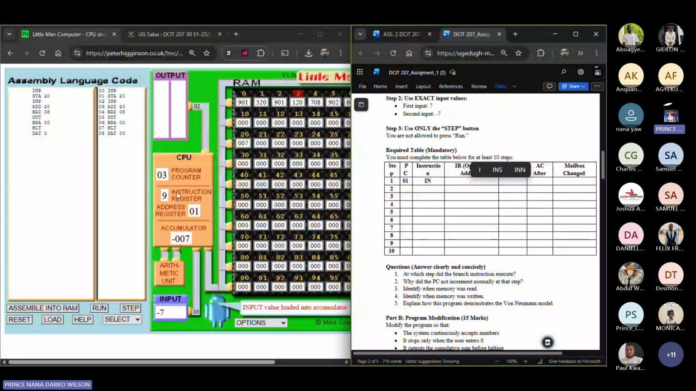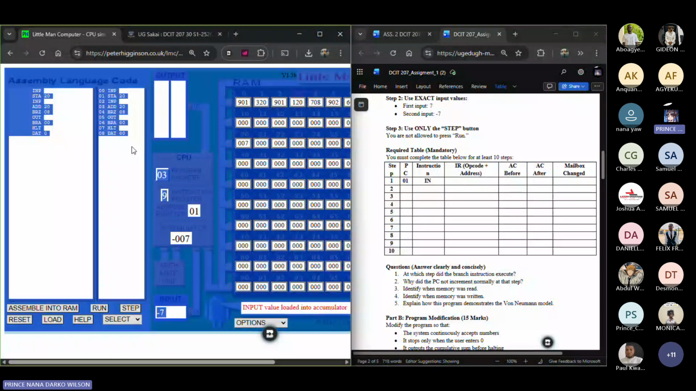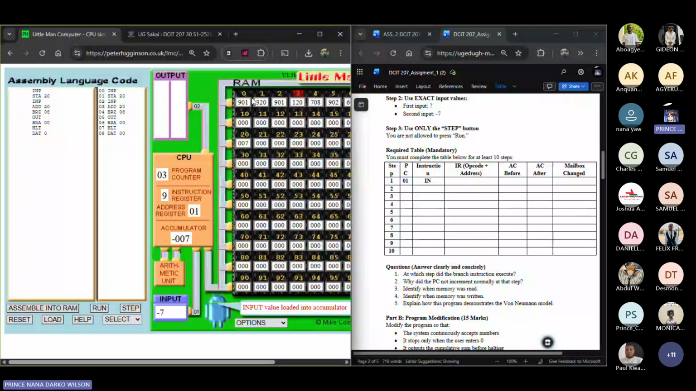And then the accumulator before. Before the input was entered, the accumulator was 0. After it was entered, the accumulator became 7. That was the first one. And which mailbox changed? At this particular stage, none of the mailboxes changed. So you can say none.